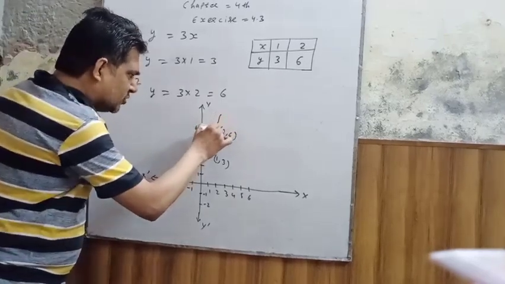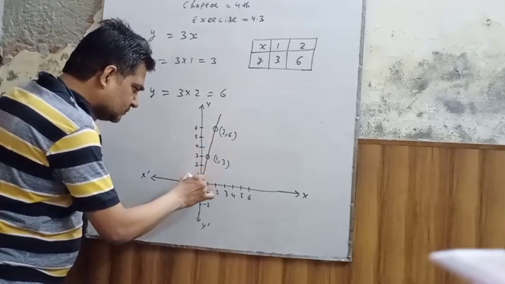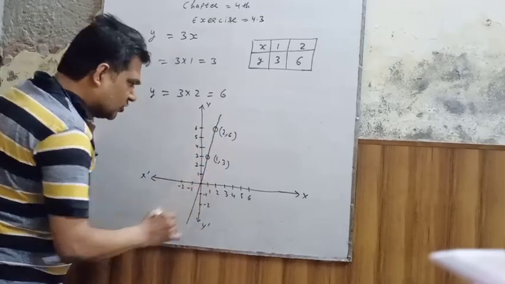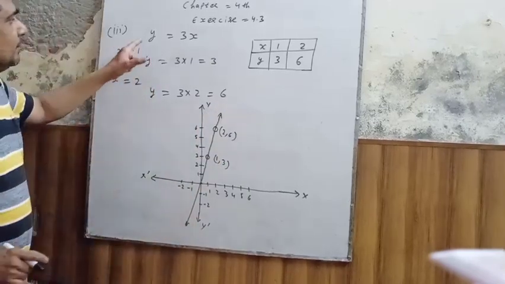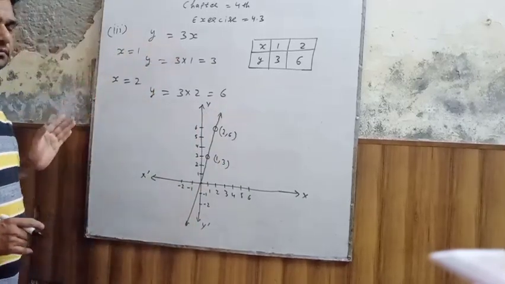This line passes through the origin also. That is the graph of y equal to 3x.